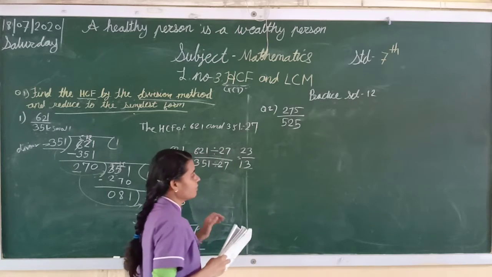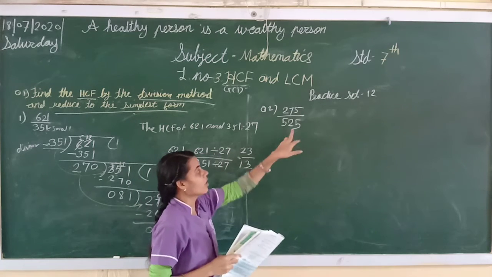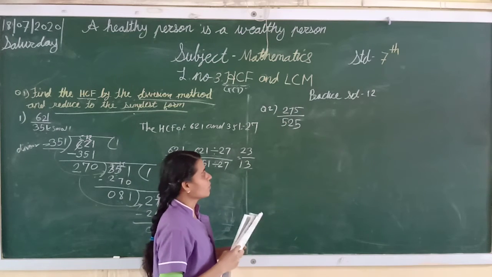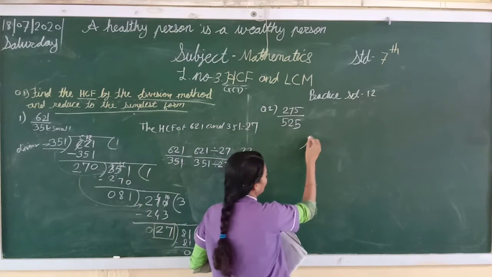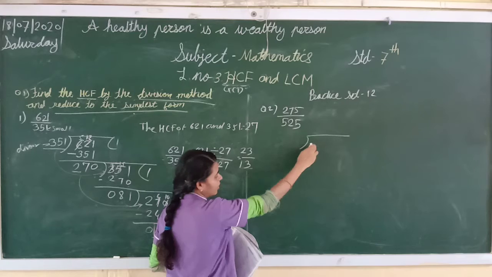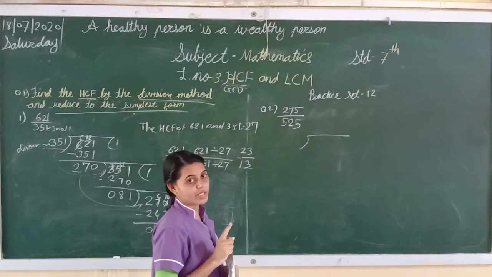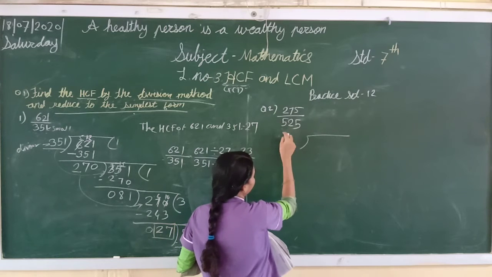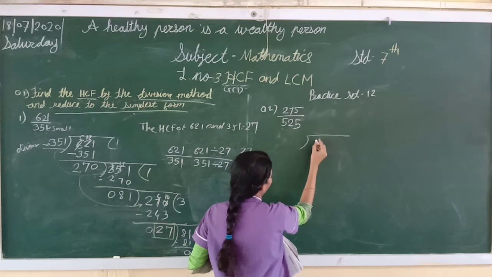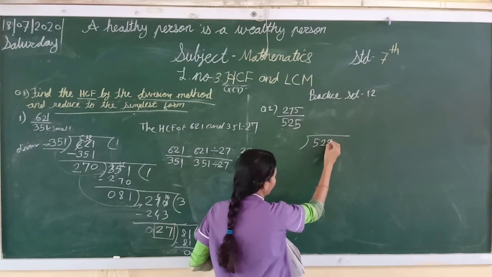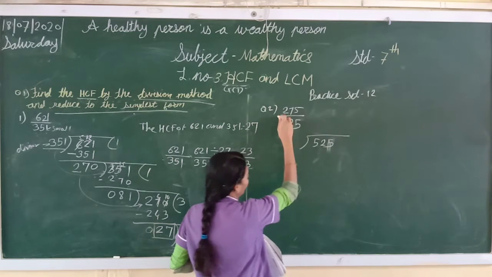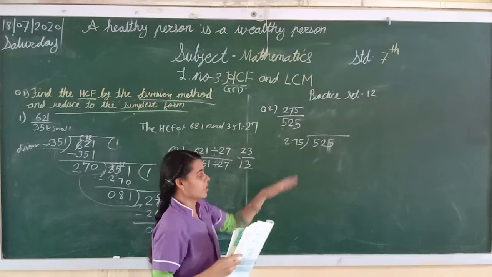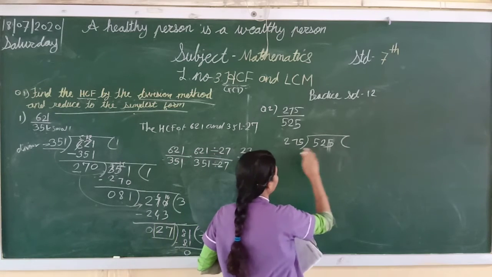Now students, how do we solve? Same like this. First we will divide the greatest number by the smallest number. So which is the greatest number? The greatest number is the dividend and the smallest number is the divisor. Okay, so 525 is the dividend and 275 is the divisor. Now students, divide.